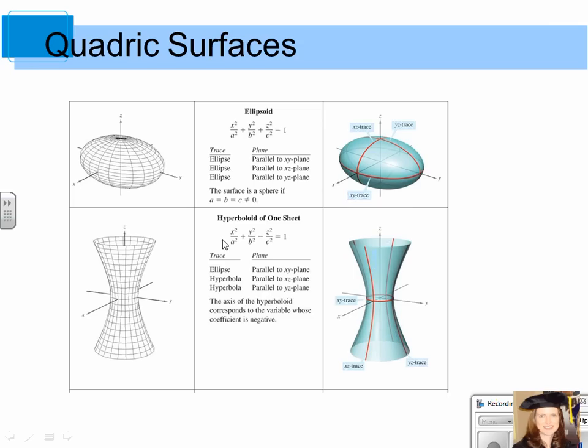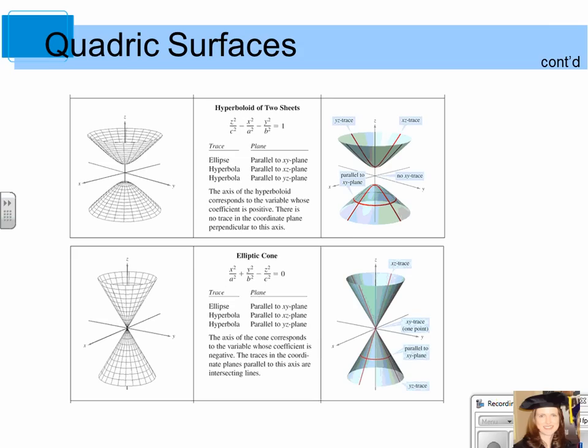If the y squared term had a minus in front of it, but the z squared term had a plus in front of it, then it would be opening up around the y-axis. So depending on the coefficient of the x squared, y squared, z squared, if there's one that's negative and the sum equals 1, then it's going to be opening up around that axis.